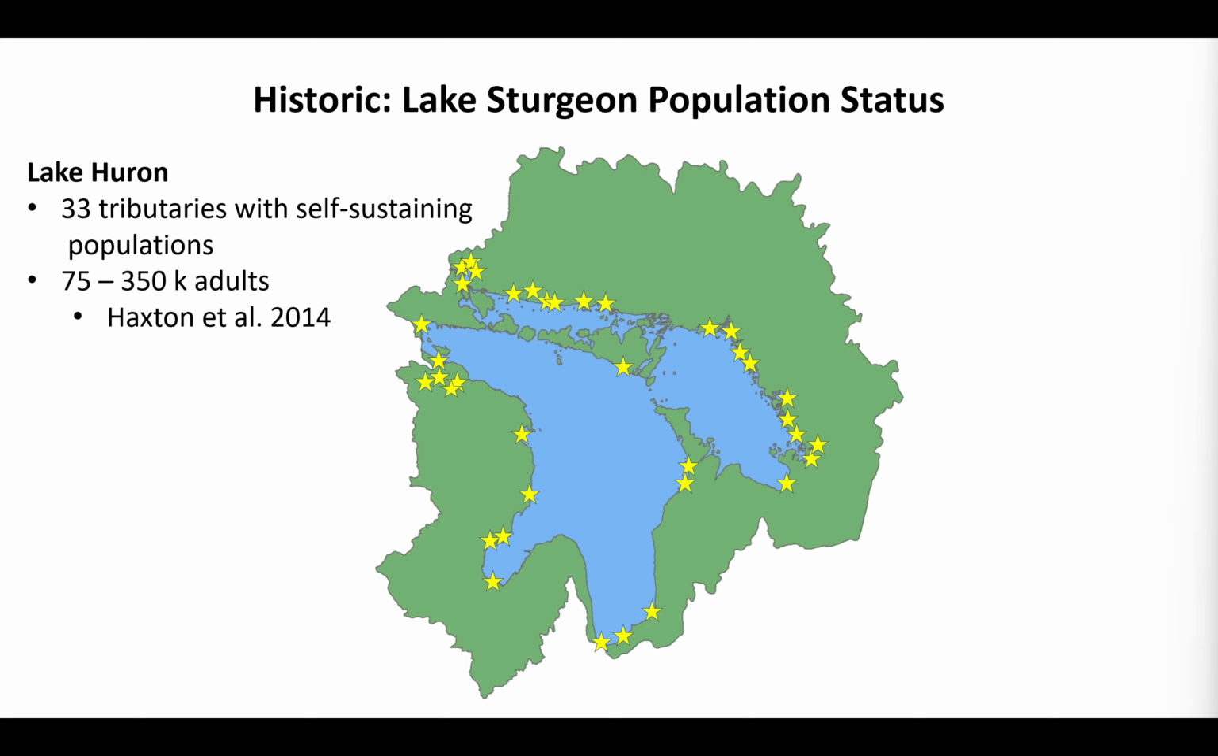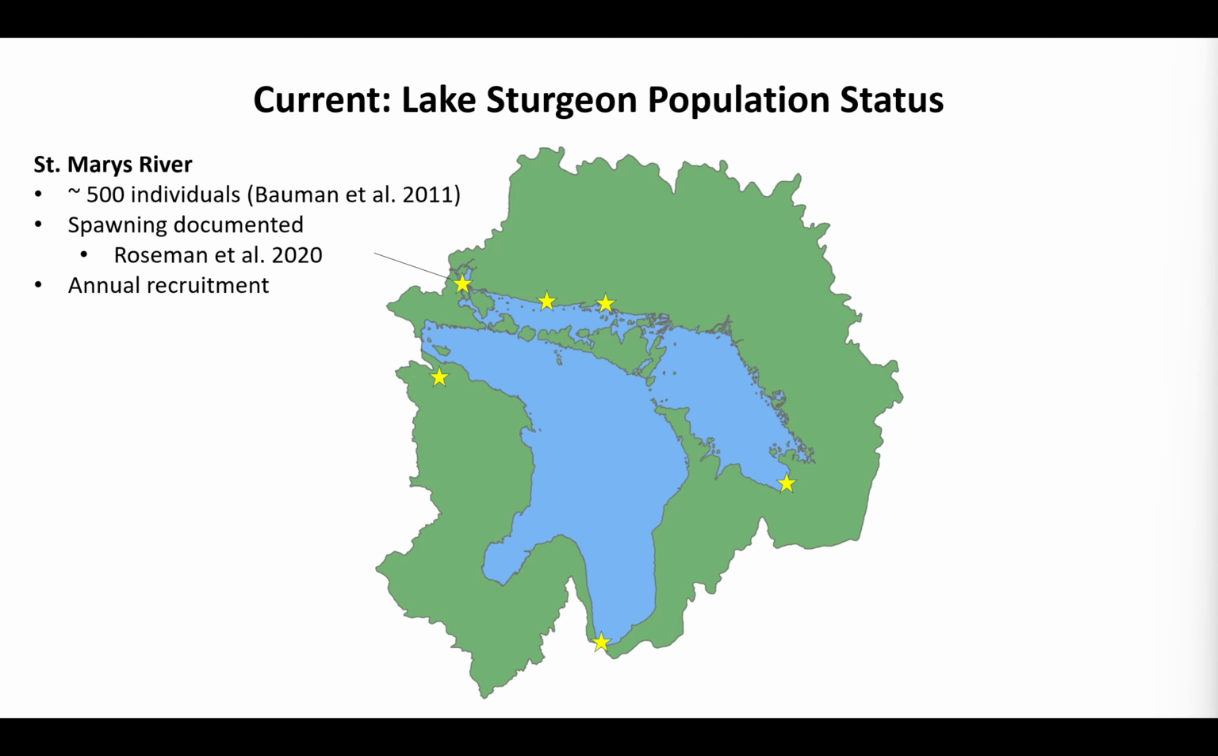So you're going to basically see this map throughout the presentation. There's not going to be a lot of data in this presentation. It's more that I'm going to walk you around the lake a couple times and talk about these populations. So all of the yellow stars that you see on this map were historic lake sturgeon populations. It's estimated that there were 33 historic lake sturgeon populations in Lake Huron, and the lake contained about 75,000 to 350,000 spawning adults, and that was work that was published by Haxton and others in 2014.